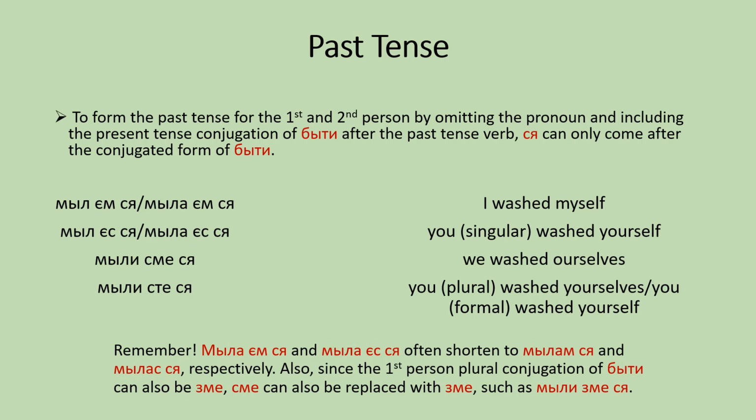Remember, mola yem sha and mola yes sha often shorten to molam sha and molas sha, respectively. Also, since the first person plural conjugation of bote can also be zme, sme can also be replaced with zme, such as mole zme sha.